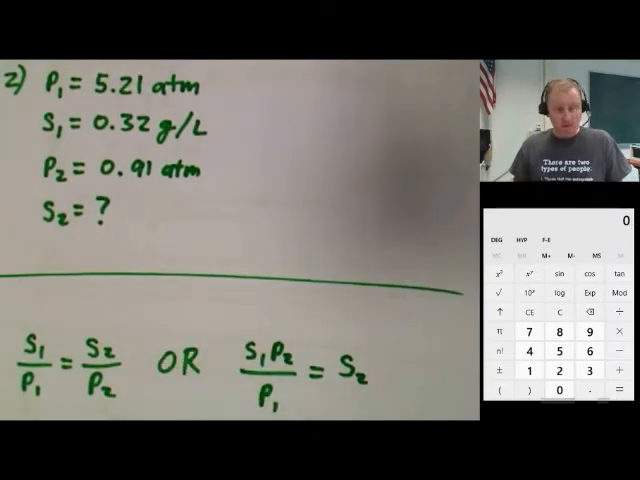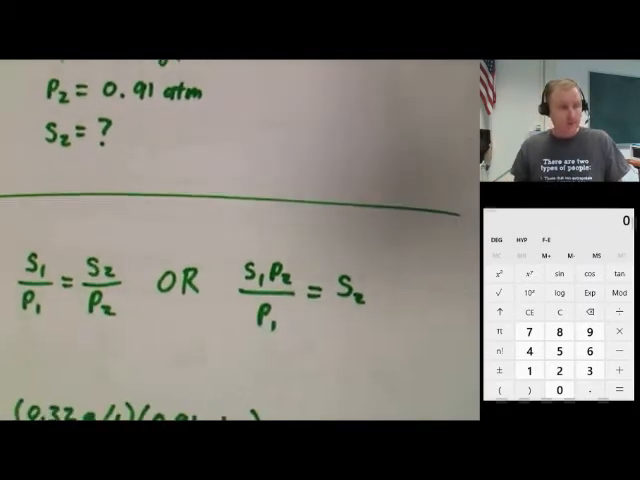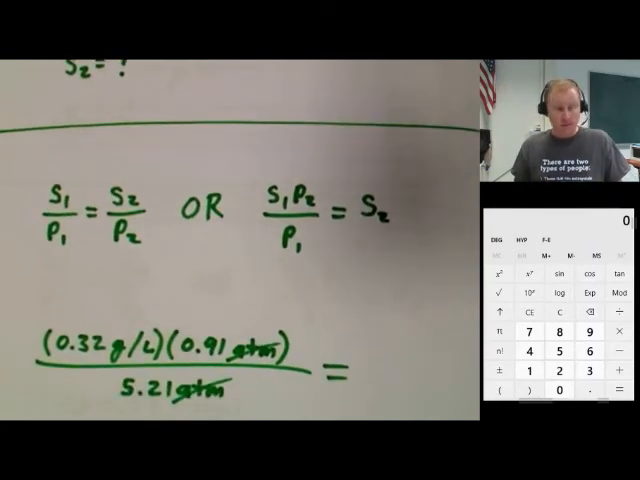Our same equation here: first solubility over first pressure is equal to the second solubility over the second pressure. Rearranging it to solve for the second solubility, I cross multiply, so it's solubility 1 over pressure 1 times pressure 2 equals solubility 2. I plug in real values: my first solubility times my second pressure divided by my first pressure. Make sure I include my units to see things canceling out. The atmospheres cancel out with each other, and grams per liter will be my answer.